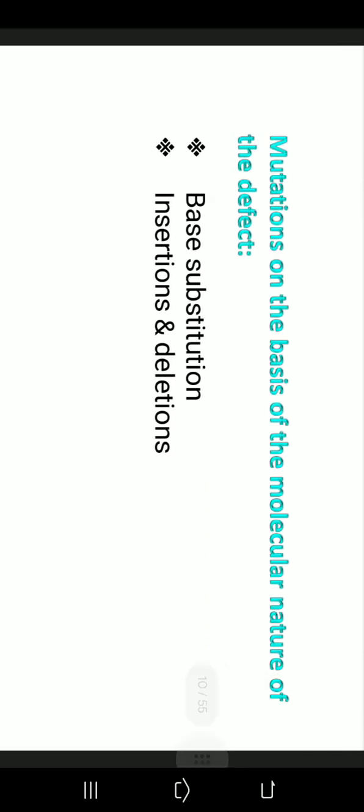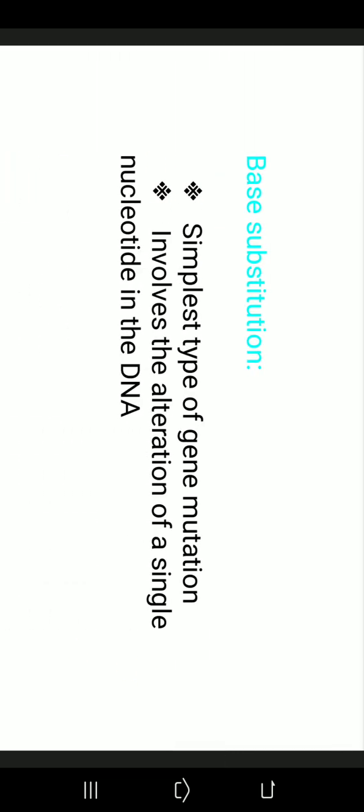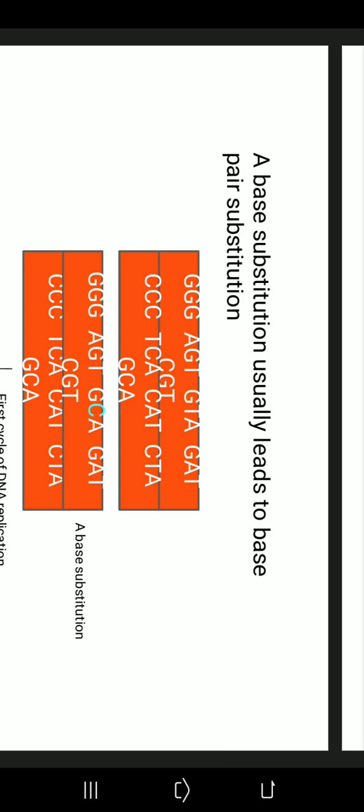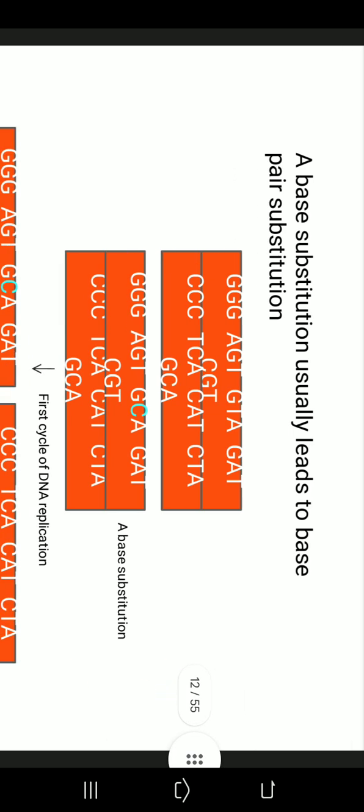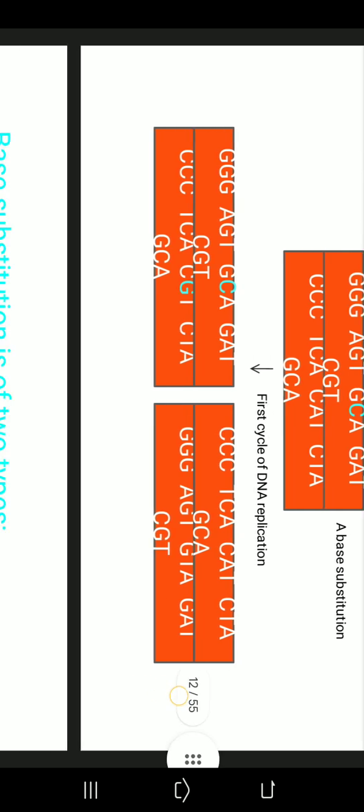Mutation on the basis of the molecular nature of the defect: base substitution, insertions and deletions. Base substitution, the simplest type of gene mutation, involves the alteration of a single nucleotide in a DNA. A base substitution usually leads to a base pair substitution. You can see this in the figure.